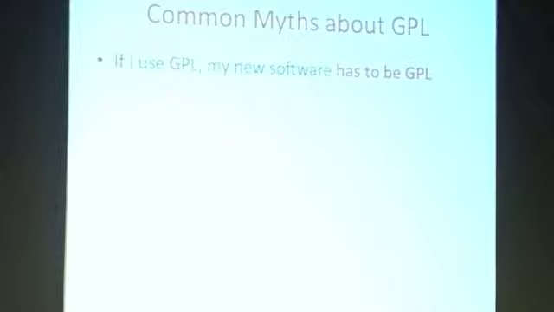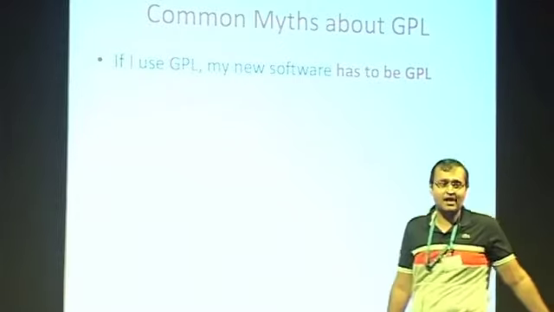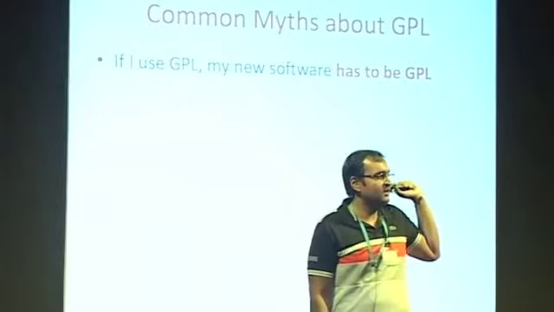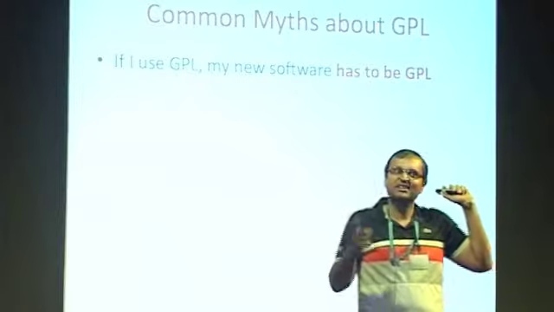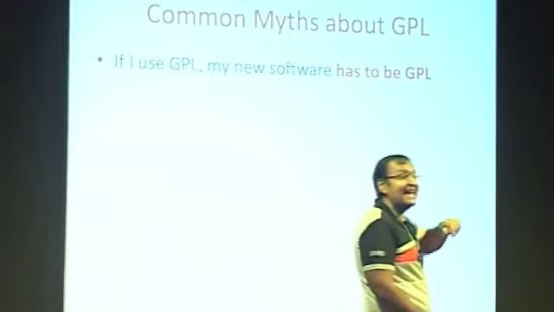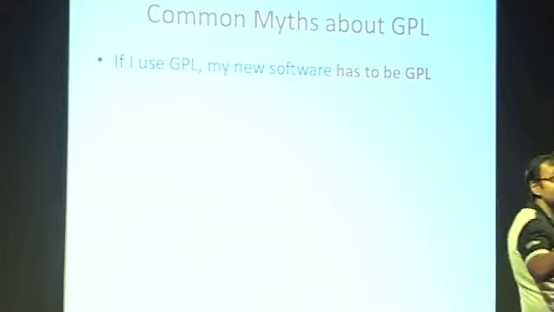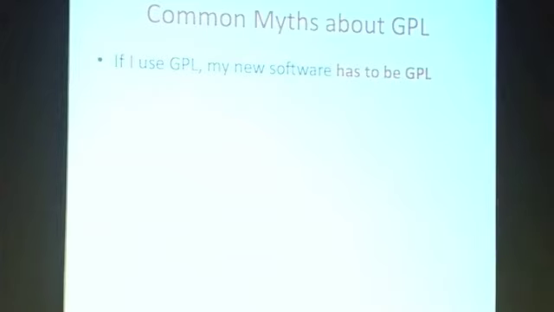Common myths. If I use GPL, my new software has to be GPL. Yes or no? No. This is yes and no. You can use LGPL. That's where the LGPL, the lesser GPL license, works. Second, how does the software get used? Does it get integrated, or do you use the software from outside? Are you integrating at a code level, or are you using it from an exposed external API?